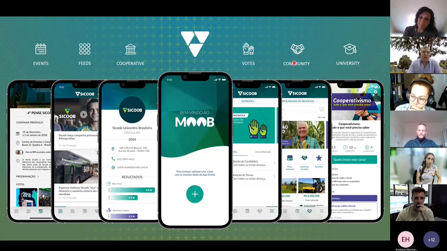The Sicoob Moob application has been designed to make the experience more intuitive and user-friendly. The Sicoob Moob has 6 big sections that we call events, feeds, my cooperative or my credit union, votes, community, and university. I will explain a little bit of each section.